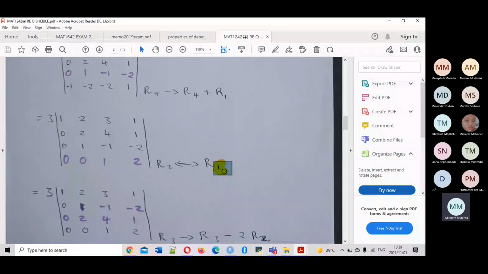This one, it must be row 2. It must be row 3, row 2 swap with row 3. Did you change that? Guys, did you change that? Yes. Okay, thank you very much. So now, can we proceed?